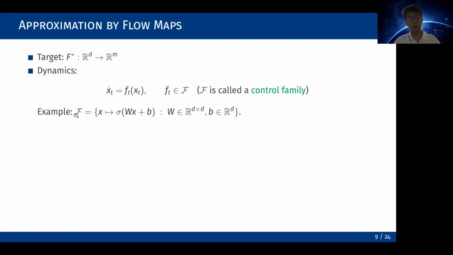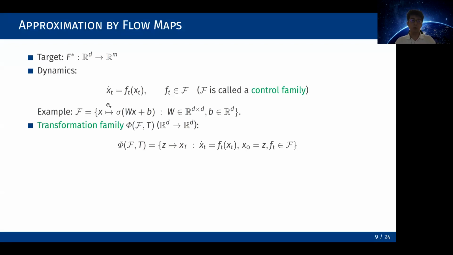For example, in the simplest case of fully connected neural networks, you can think of a family of functions like that. For each time, I'm going to look at this whole family and pick one member, and each time I can pick a different member in this family. So this control family somehow controls the dynamics of this system, and its complexity will affect the complexity of this dynamics. With the control family, we actually induce this so-called transformational family.